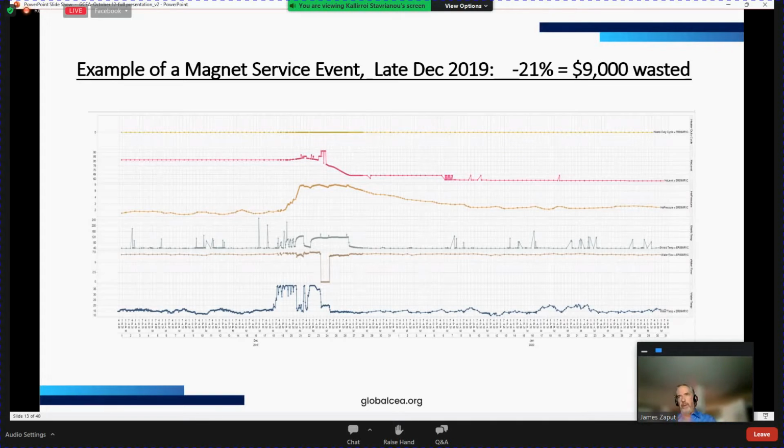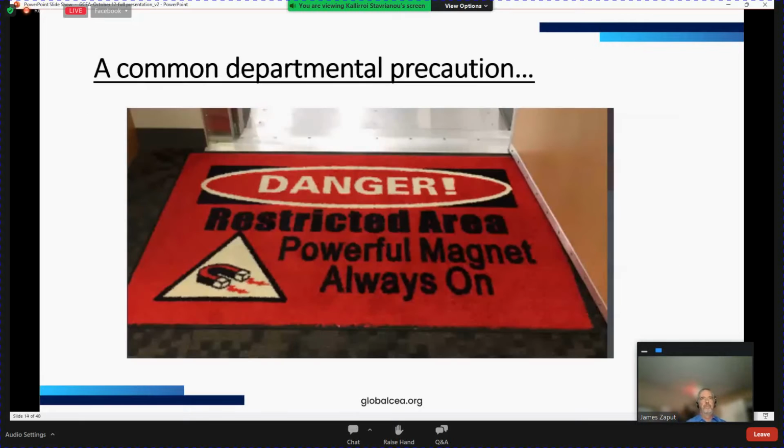We all, and vendor agnostic, we all watch magnet performance very closely. We act on trouble before it occurs. We detect problems before they cause issue, and we correct them before helium is wasted. That is the name of the game in today's helium market. Next, please. And very briefly, a common departmental precaution is a carpet in front of the screen room door that simply warns anybody on approach there is a powerful magnet that's always on, do not enter.